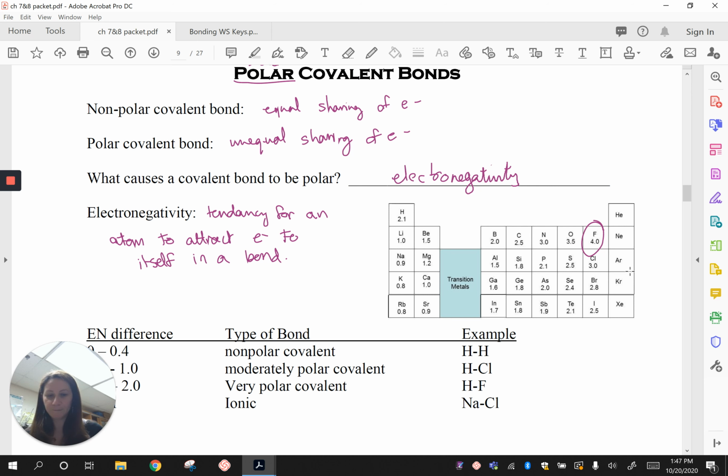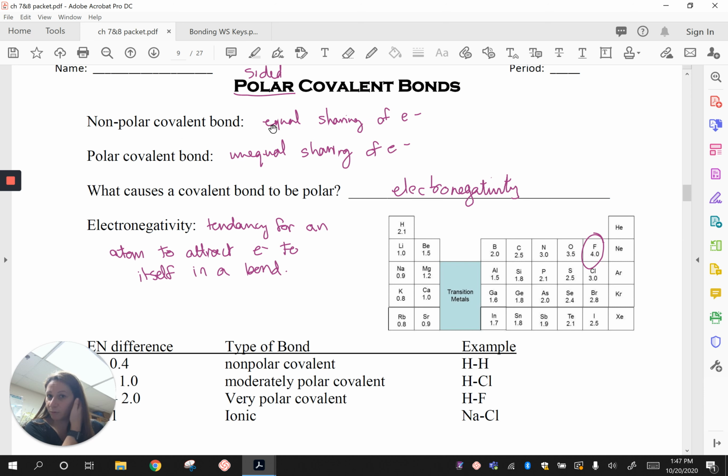So let's say I make some pasta and I invite one of my girlfriends over for dinner. We both share the pasta. I get a plate, she gets a plate. We have equal amounts. So that would be like we are forming a non-polar covalent bond. We have equal sharing. We're both getting the same amount.